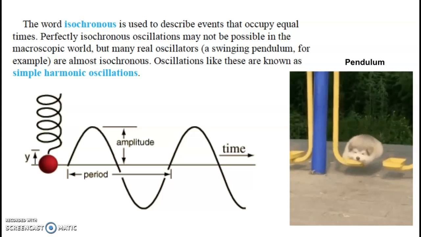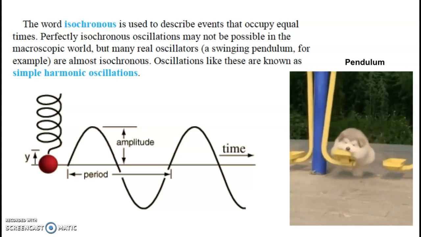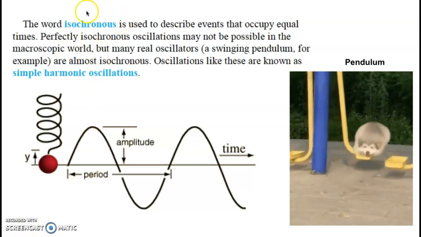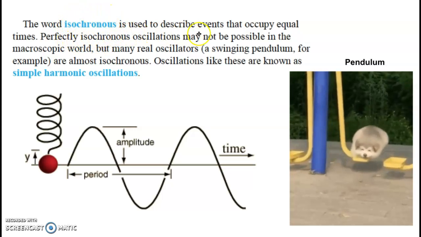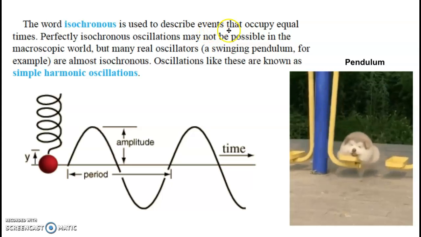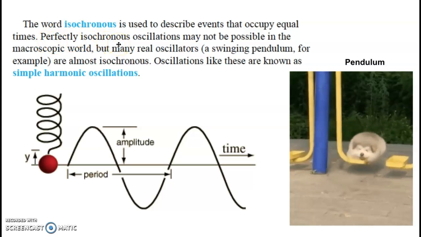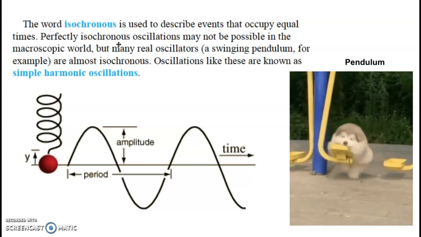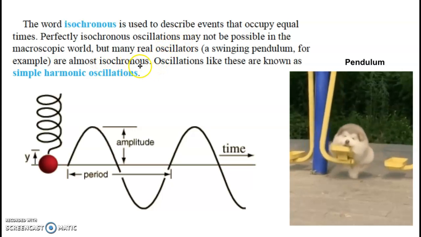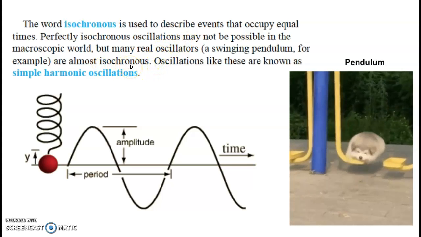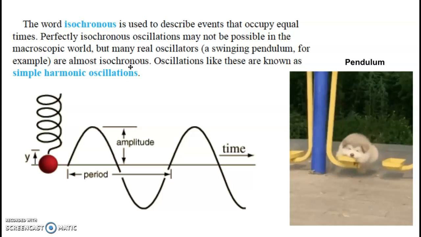Well, as stated, simple harmonic motion is a really specific type of oscillation. Isochronous is a very important word to consider when defining simple harmonic motion, because isochronous defines events that occupy equal amounts of time. Perfectly isochronous oscillations may not be possible in reality, but many real oscillators, like a swinging pendulum, for example, are almost isochronous. So an isochronous oscillation is one which is continuously oscillating in the same amount of time.